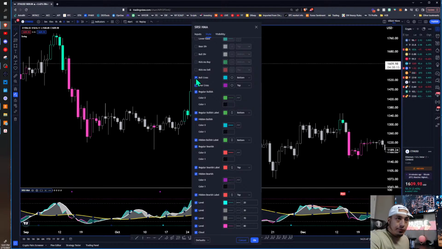So let's remove those. Bull cross and bear cross is very simple. It's just when we cross over the mid band and crash below the mid band. So again, you don't need that because you can visually see it. Regular bullish or regular bearish.